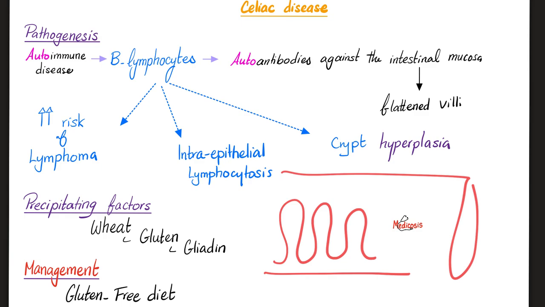And that's why instead of having lovely villi that look like this, your villi will be flattened like this. Can this absorb anything? The answer is no, you cannot absorb anything. And that's why every time the patient eats those trigger or precipitating factors, which is wheat, specifically gluten, particularly gliadin, it can trigger this autoimmune disease, causing all kinds of symptoms, including malabsorption.